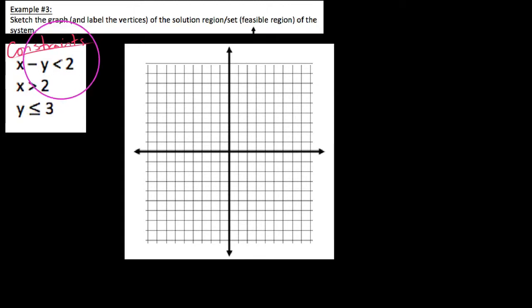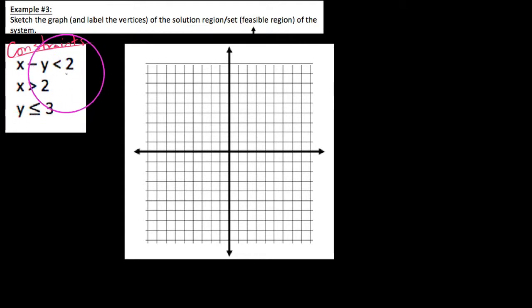And not only that, as practice for the future here, what we're also looking for are any vertices of the shaded region. So we're going to talk about constructing this, but why we'd want the vertices, and what we call the region itself. So let's go ahead and start with this first constraint here, or inequality.